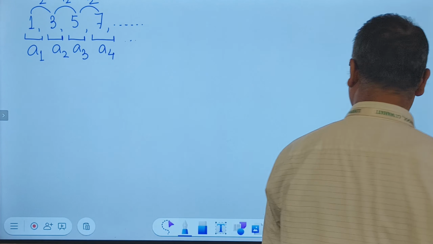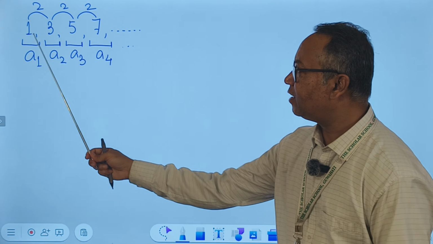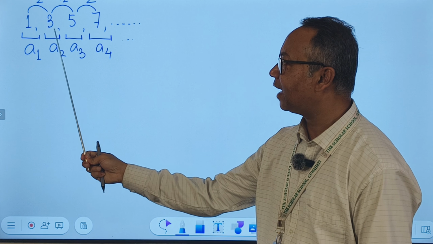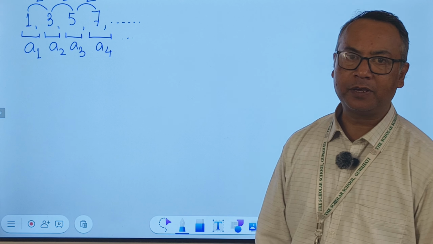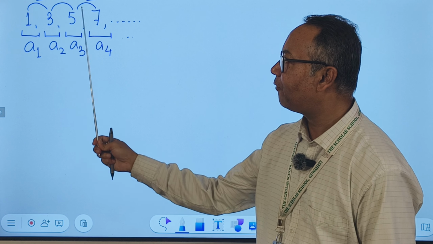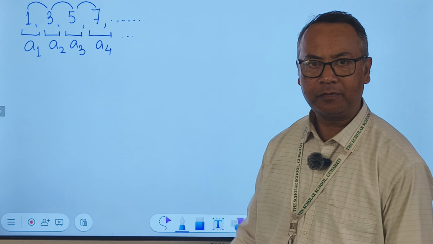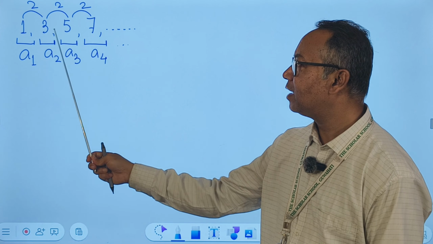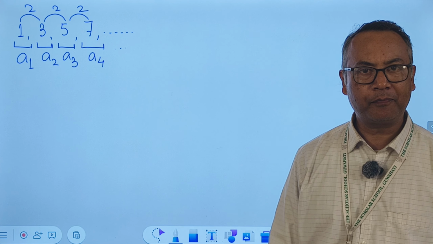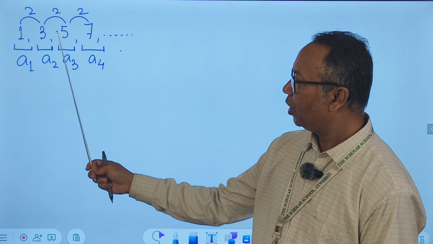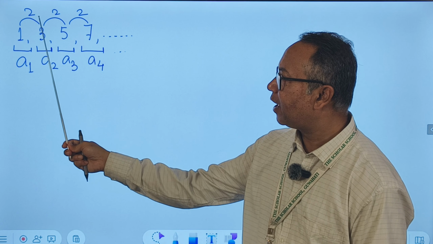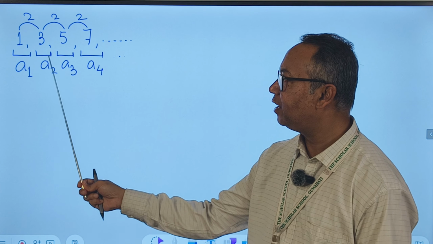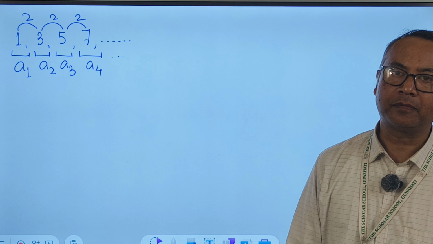Now see, if we look at the sequence, how can we get the second term from the first term? Is there any relationship we can find between the first and the second term, or between the second term and the third term? See, if we add the difference to the first term, we get the second term.